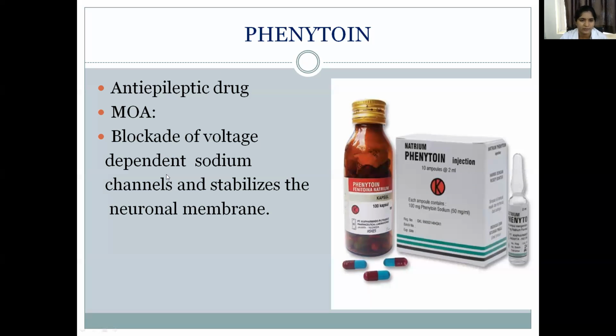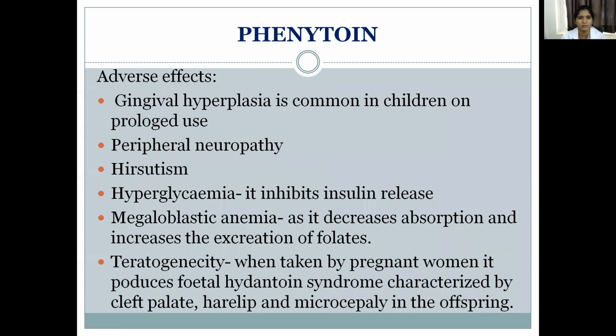What is the mechanism of phenytoin? It is a blockade of voltage dependent sodium channels and stabilizes the neuronal membrane. That is the mechanism of action of phenytoin: it blocks the voltage dependent sodium channel and stabilizes the neuronal membrane.